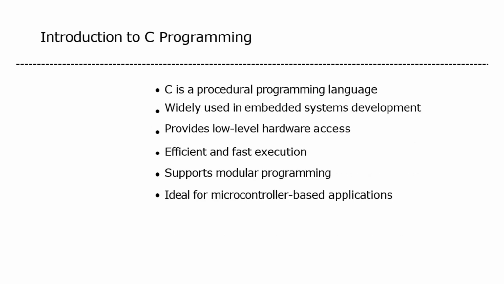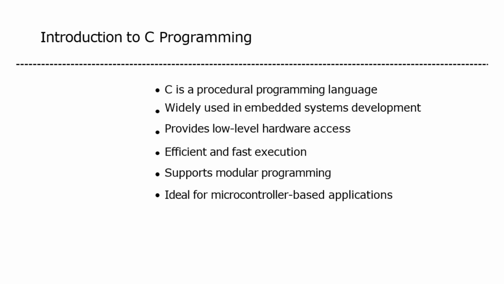Next, introduction to C programming. C is a procedural programming language, which means programs are written as a sequence of step-by-step instructions. It is one of the most widely used languages, mainly in embedded systems development. C provides low-level access to hardware, allowing the programmer to directly control memory, registers and peripherals. Because of this, it is commonly used in programming microcontroller and embedded devices.